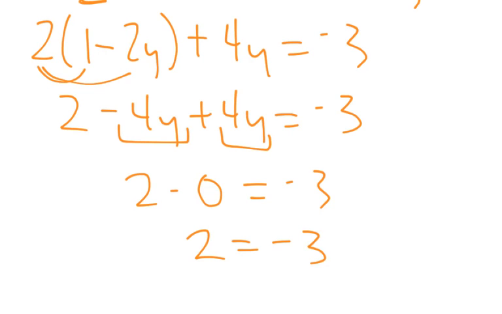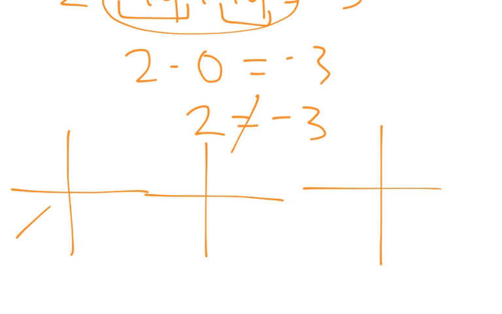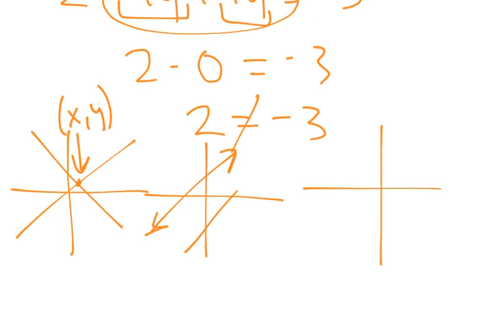Does 2 equal negative 3? Does not. So remember, when we get rid of those variables, we can come up with different types of answers. Think about it graphically, okay? Graphically, we have three types of answers, right? We have where it intersects, and that's a point, an x value, a y value. That's an ordered pair. We also had parallel lines. That was when there was no solution.